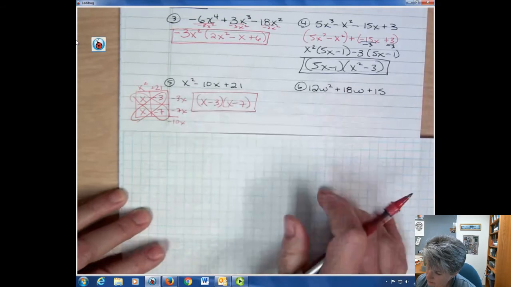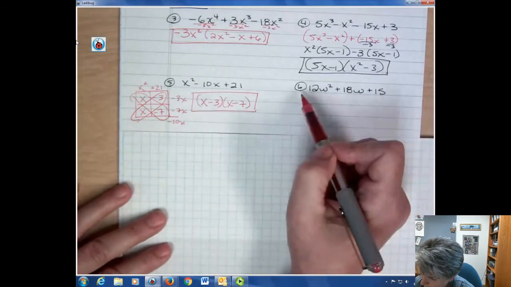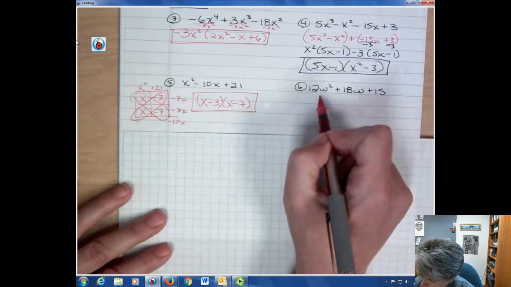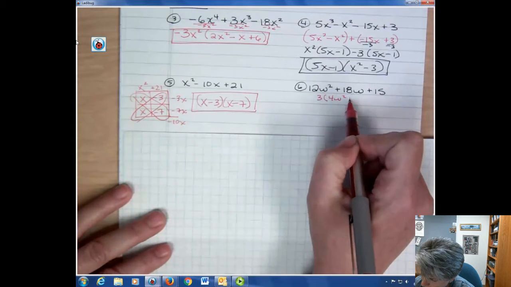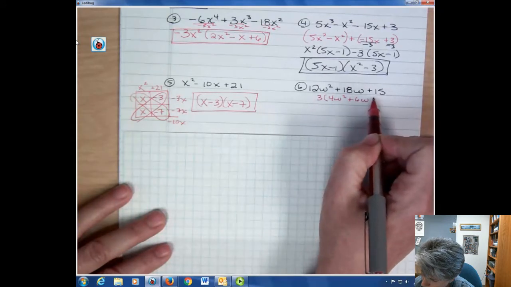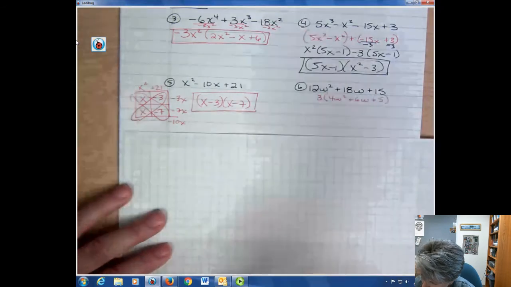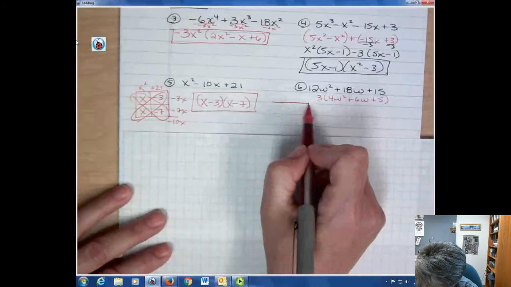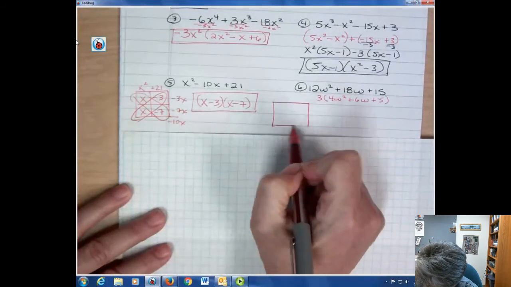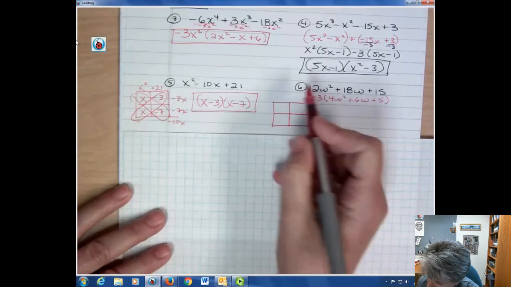Okay. In this one, before I can use the box, I need to take out the common factor. The common factor here is 3. That would leave 4w squared plus 6w plus 5. Right? It looks like it. And so now I want to try to box that thing. This is when these kind of problems that are harder than that last one are nice to have a method where it can kind of help you, guide you.